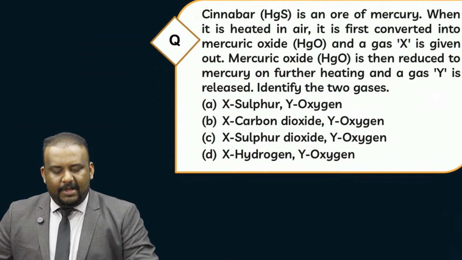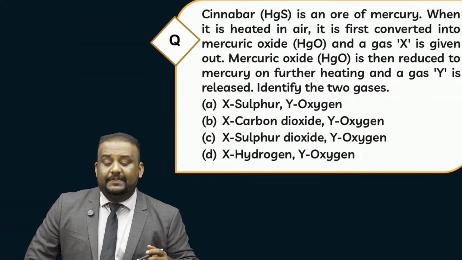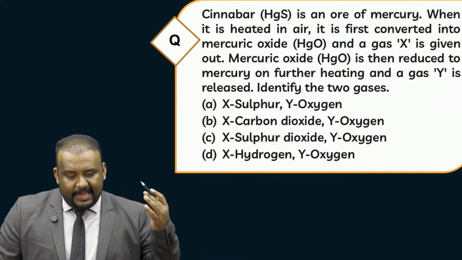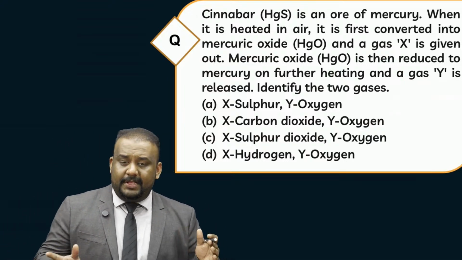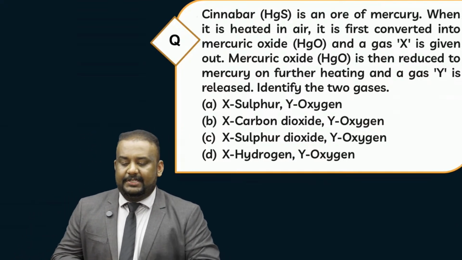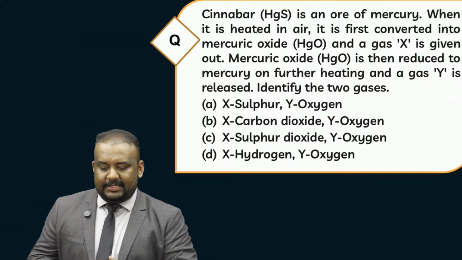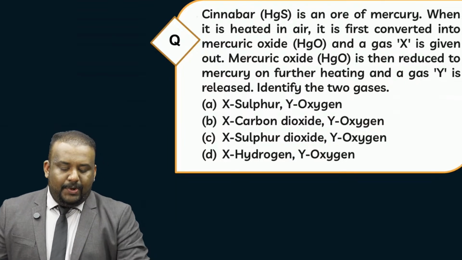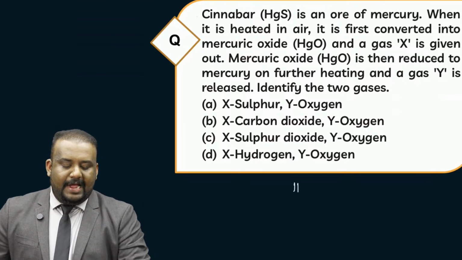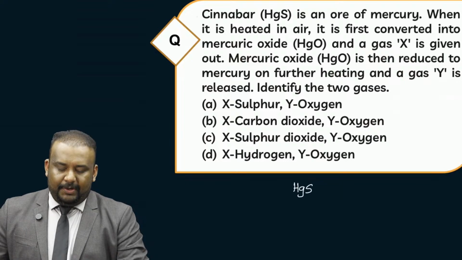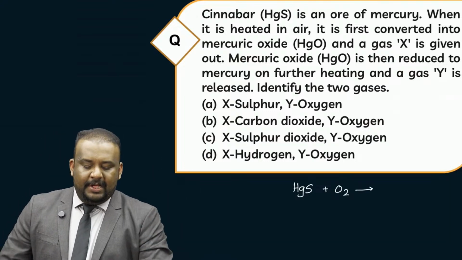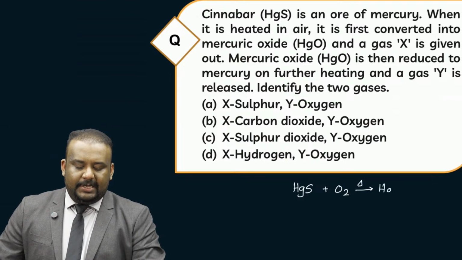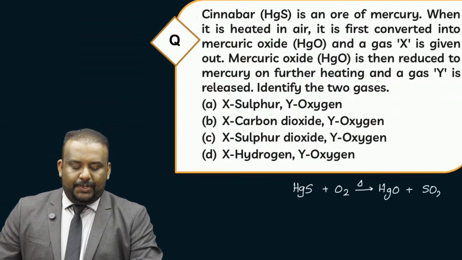Cinnabar is an ore of mercury. When it is heated in air, it is first converted into mercuric oxide and the gas X is given out. Mercuric oxide is then reduced into mercury on further heating and a gas Y is released. Identify the two gases. You know the process of extraction of mercury. In that, we have cinnabar, the ore of mercury. First, it is roasted. Correct? What is roasting? Sulfide ores are heated in the presence of oxygen. So on roasting, you will get HgO plus SO2.